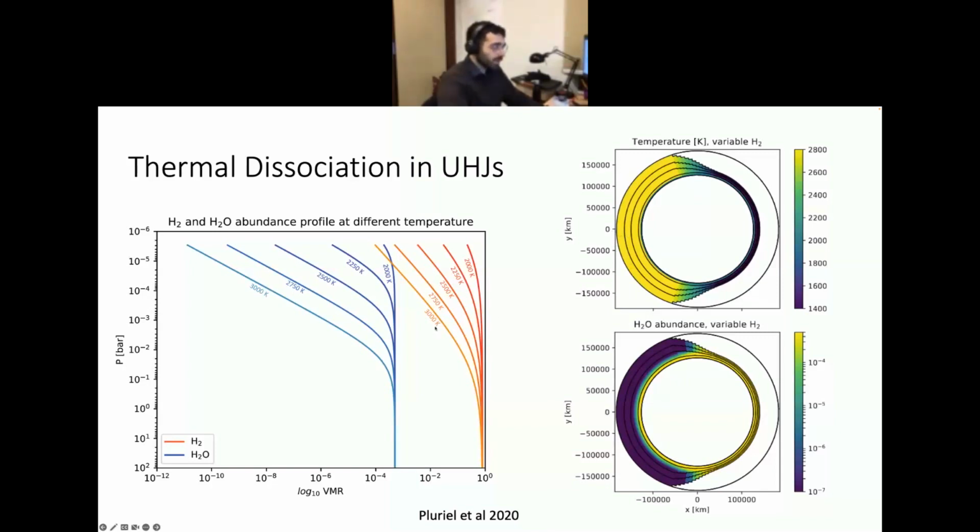And the temperature in the day side could allow thermal dissociation for some of the molecular species. As you can see in this graph here, I display the thermal dissociation of species like H2 and H2O as a function of pressure and temperature. So if we see water features, for example, in a transmission spectrum of an ultra Jupiter, we can be sure that that water belongs to some cold part of the atmosphere where water can remain in its molecular state.